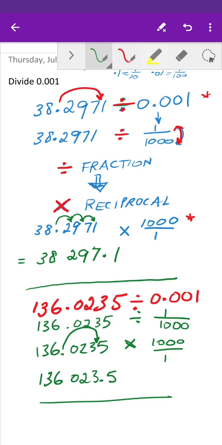So I hope that you can see what needs to be done to divide by 0.001.